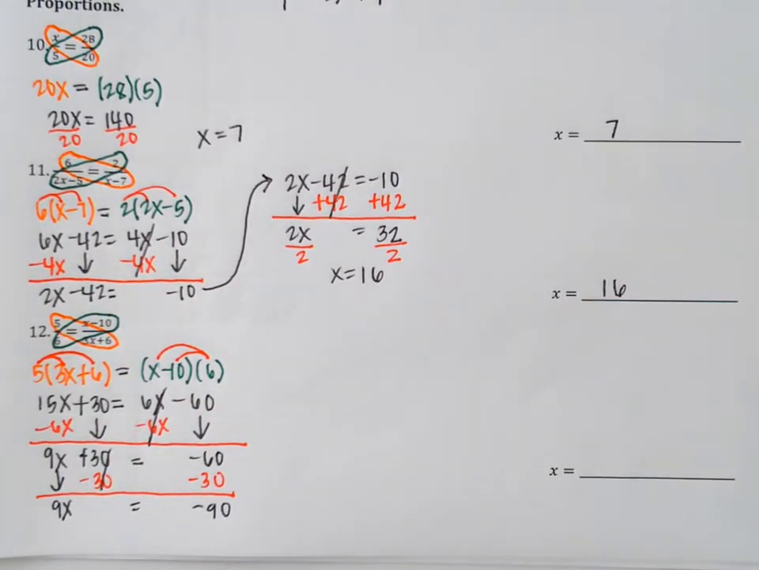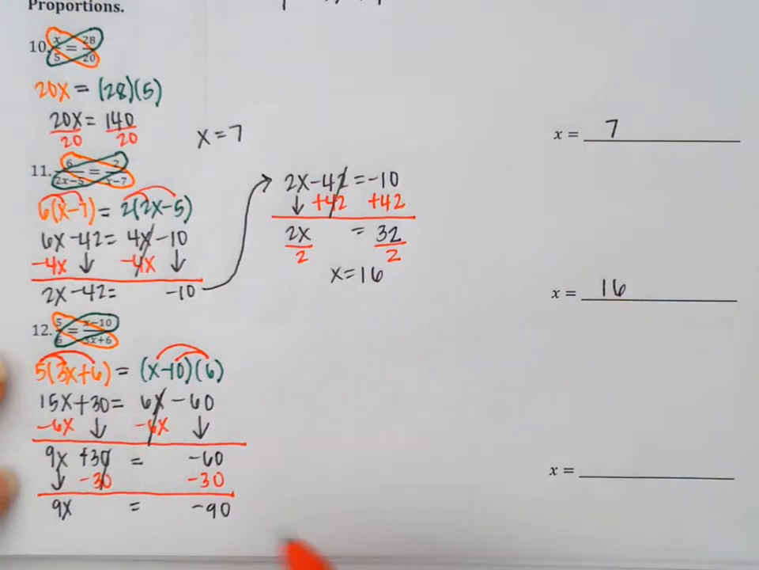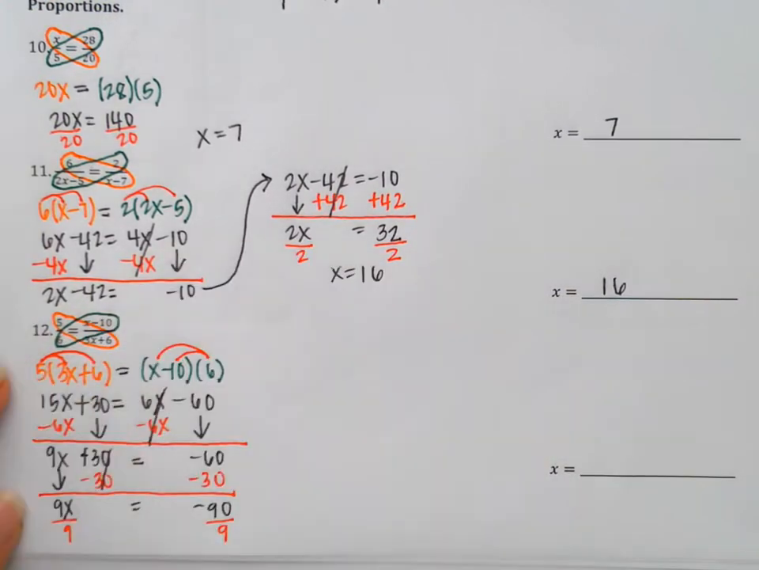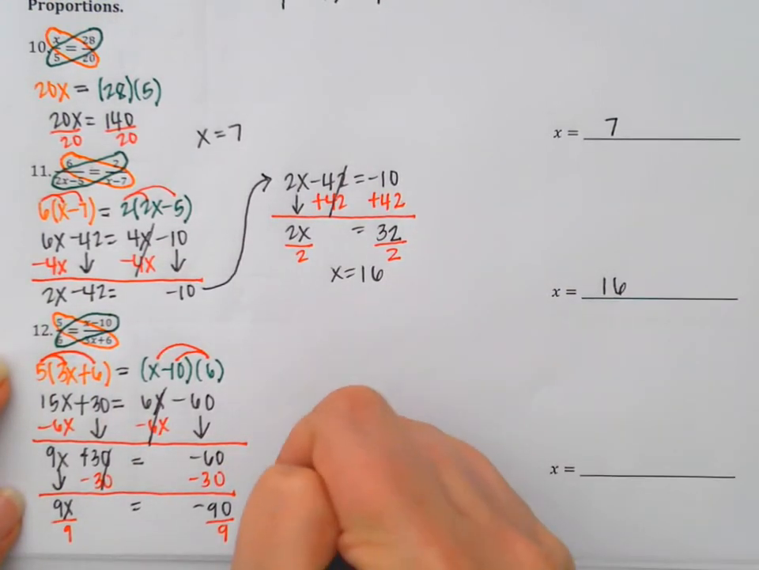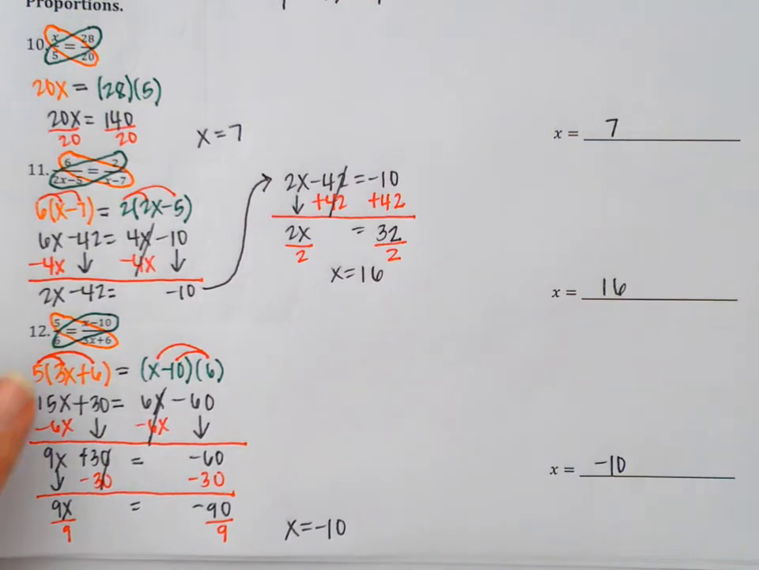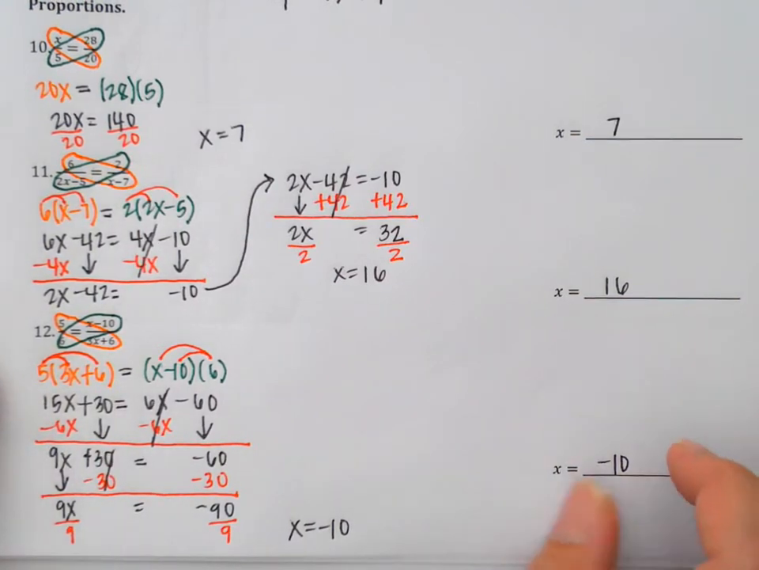Last step is to get x all by itself. To do that, I undo the multiplication. I divide both sides by 9, and I get x equals negative 10. 9 divided by 9 is 1. Negative 90 divided by 9 is negative 10. And that does it for proportions, I think.